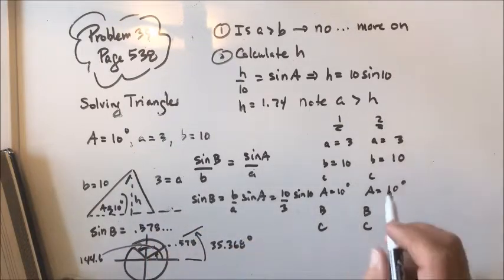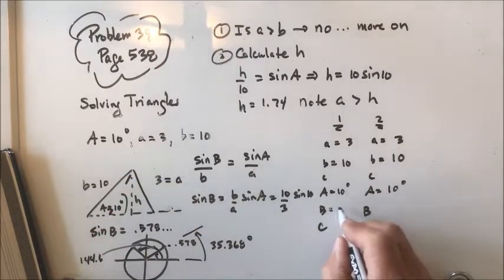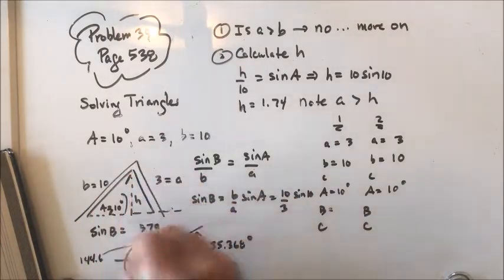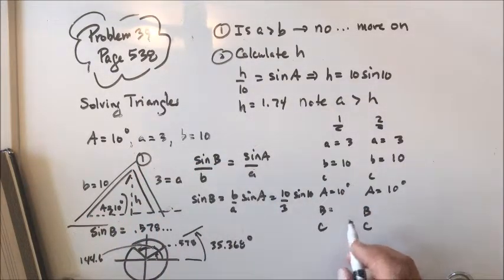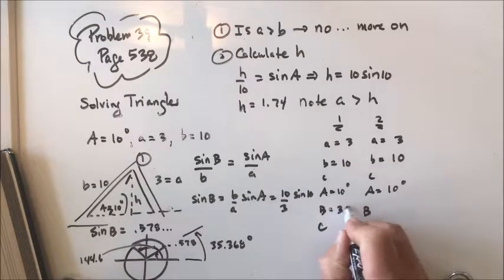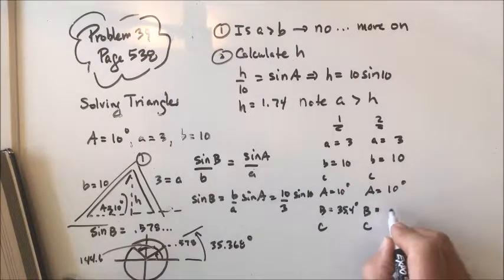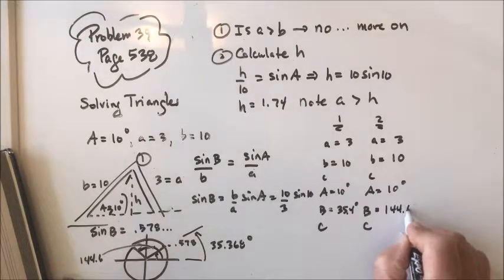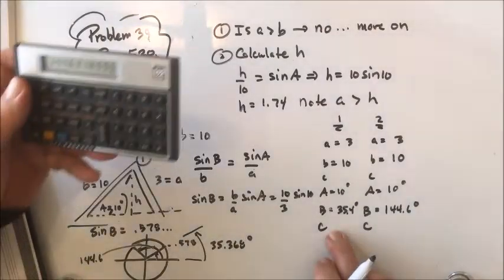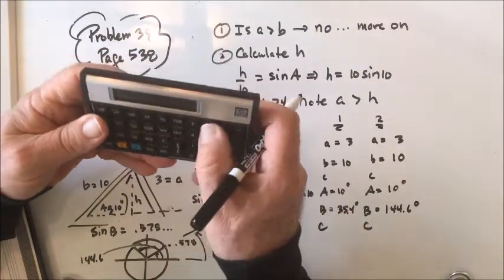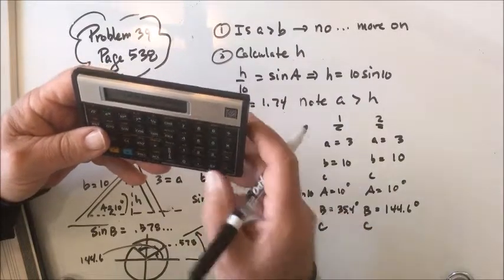These again are both angle B. This triangle right here, we're going to call number 1. This triangle right here, we're going to call number 2. So number 1 has got 35.4 degrees, and the other triangle's got 144.6 degrees. So quickly I'm going to calculate C by adding these two up and subtracting them from 180.